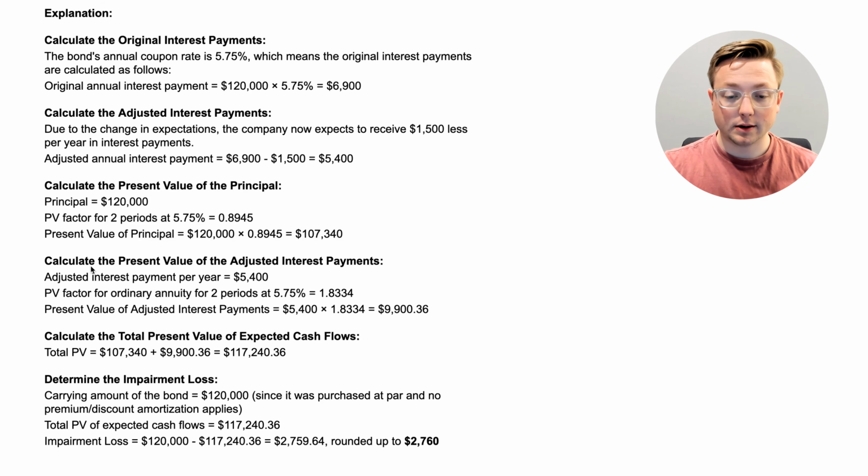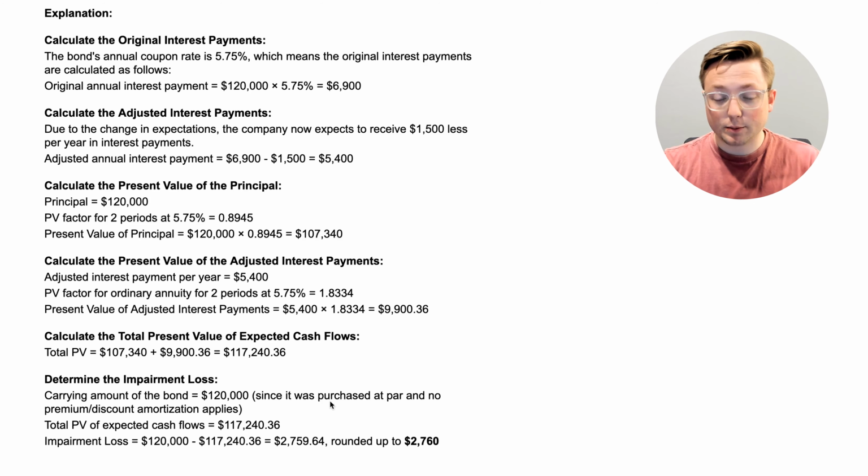And so now we can calculate the present value of the adjusted interest payments, and that's $5,400 because we adjusted it for the remaining time. We multiply that by the present value factor of an ordinary annuity for 2 periods at 5.75%, and that's 1.8334 multiplied by 5,400, and that gives us $9,900.36 of the present value of interest payments for the remaining term. So we add those together. That gives us the total present value of the expected cash flows of $117,240.36.